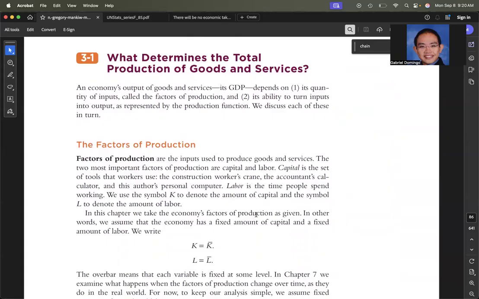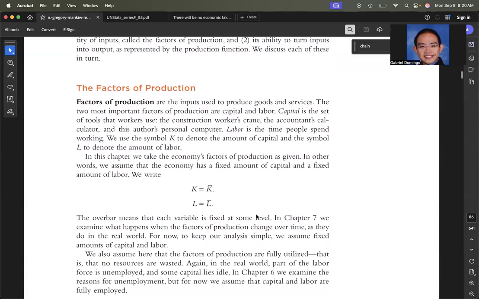Now let's talk about what determines the total production of goods and services. What determines Y? So this is the total production of goods and services. You can think about this in terms of a demand and supply model, where the total production of goods and services is the supply of goods and services. The variable you should be thinking about here is Y, or GDP.